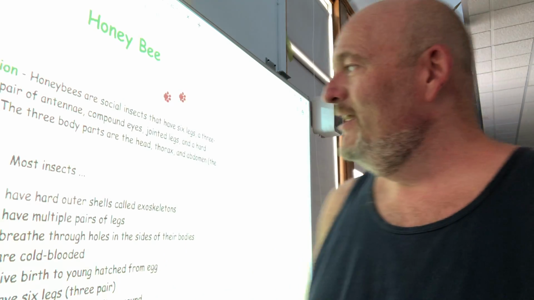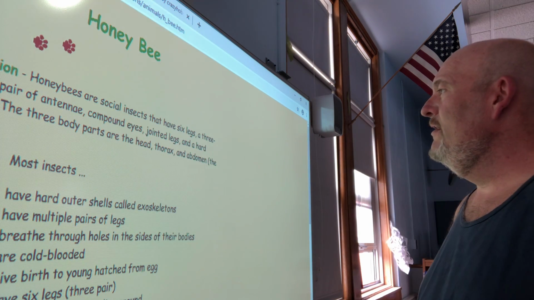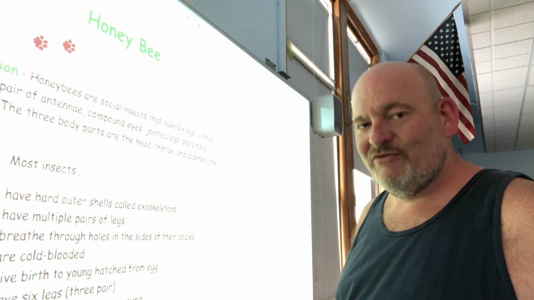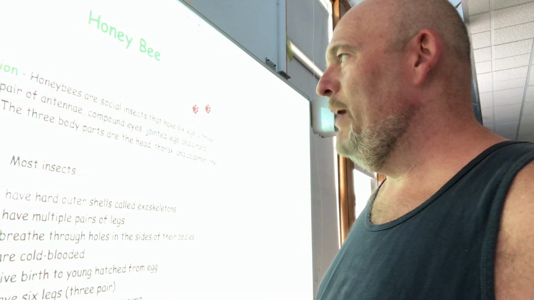How they make up their mind where to go and how to get there, I don't know, but they do fly, so they have to see a lot. They have jointed legs and a hard exoskeleton. That means that their skeleton is on the outside of their bodies.